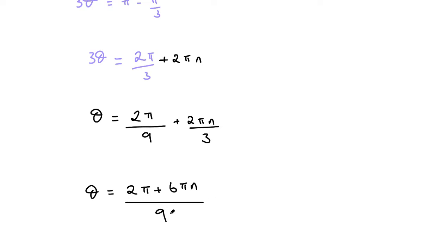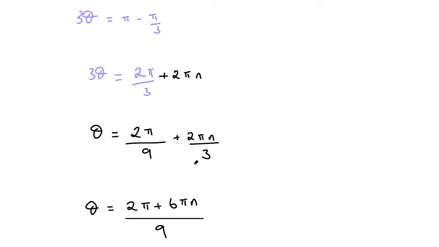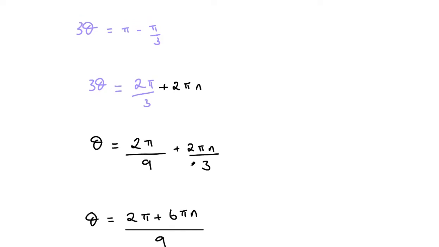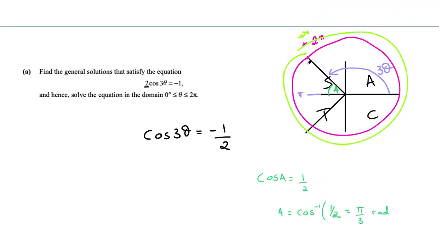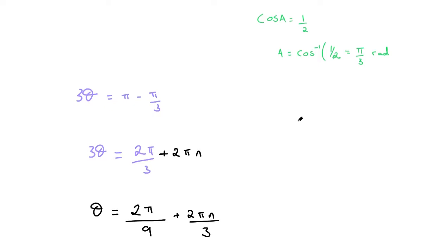Just to write it as one fraction, you don't have to do it. That was enough at that stage. That's the general solution for theta when it's in this quadrant. If it's in the other quadrant, I've gone past my pi. So in that scenario then, I'm going to have that 3 theta is equal to pi plus pi over 3. And if I do that, I get 3 theta is equal to 4 pi over 3.